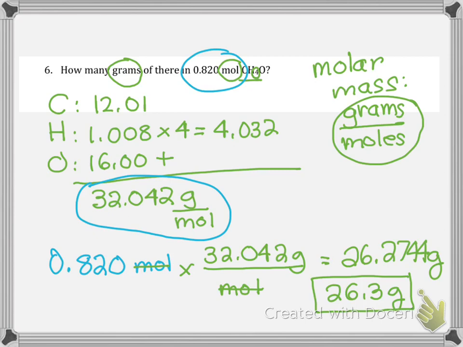So a generalization here is that to go from moles to grams, you're going to multiply by the molar mass. And that's what I did here to go from moles to grams.